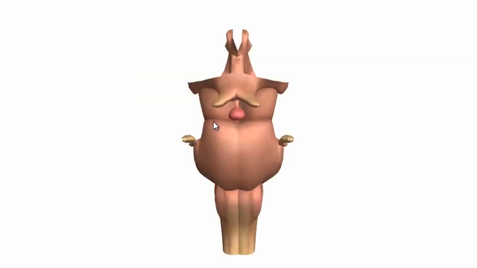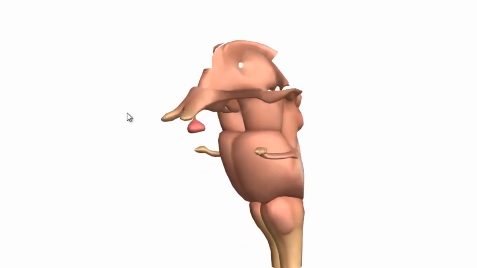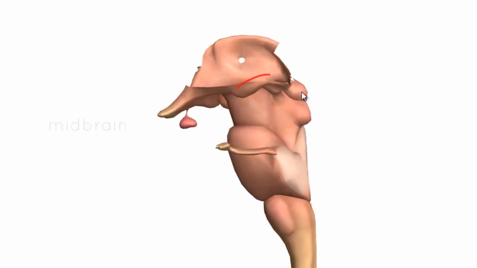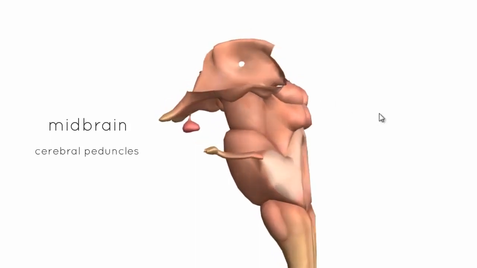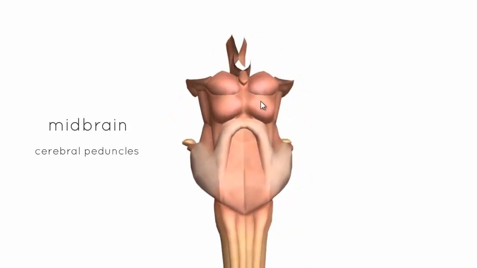I've just removed all the other structures. We're looking at the exact same view. You've got the medulla at the bottom, the pons and the midbrain above it. So the midbrain is this region here, and at the front you've got these bits which are called cerebral peduncles, and at the back you've got these little hills, and these are called the corpora quadrigemina.